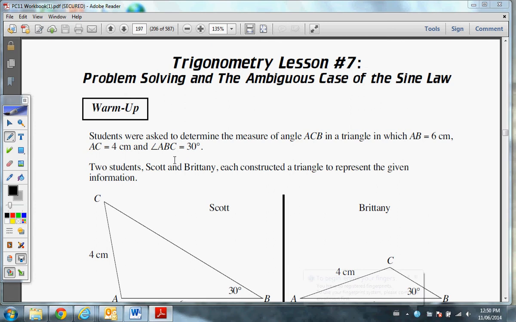Lesson 7. What this section's about is the ambiguous case of sine law. There's a type of triangle where there could be two possible answers, and we're going to talk about that right here.